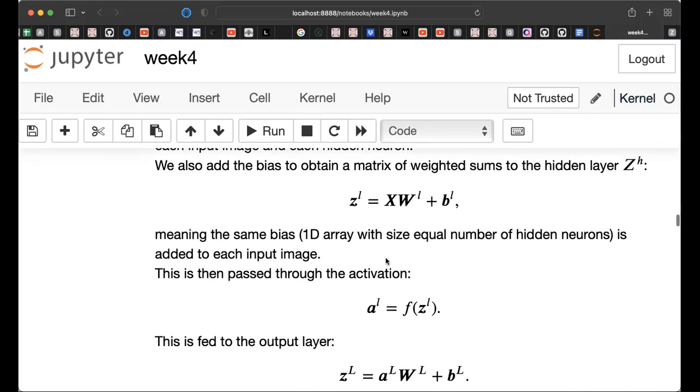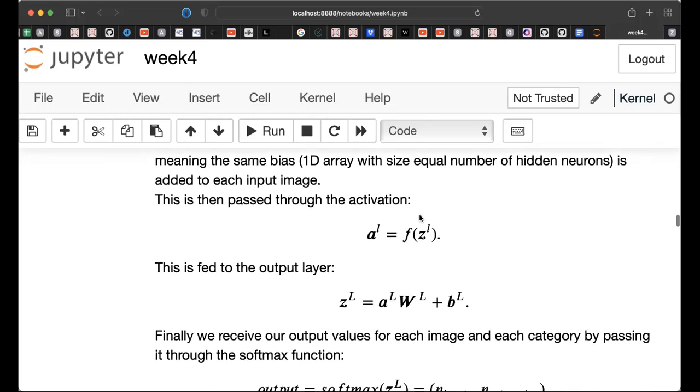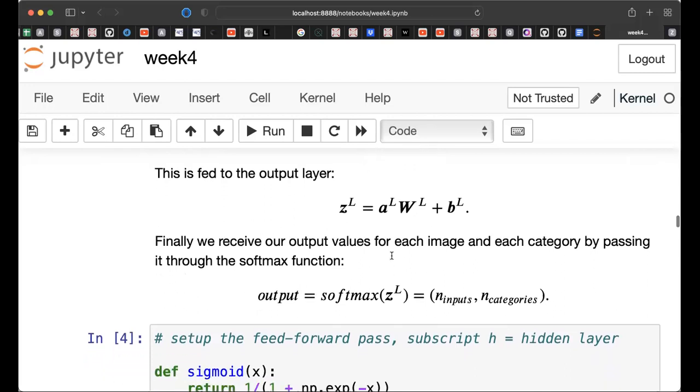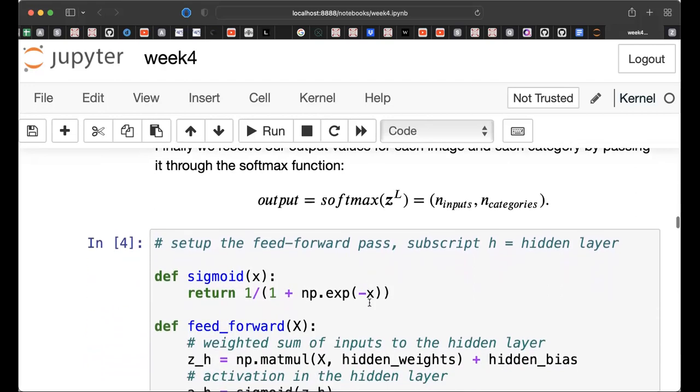In essence, what we end up with is an input to a given node, which is given by a matrix times a matrix, or matrix times a vector, plus a vector, which is now the bias vector. And this is passed into the activation function, and this is finally fed into the output layer. And in our case, the output is given by the output from the softmax function. So let's look at the details of the feed-forward pass. There's no back propagation here yet.